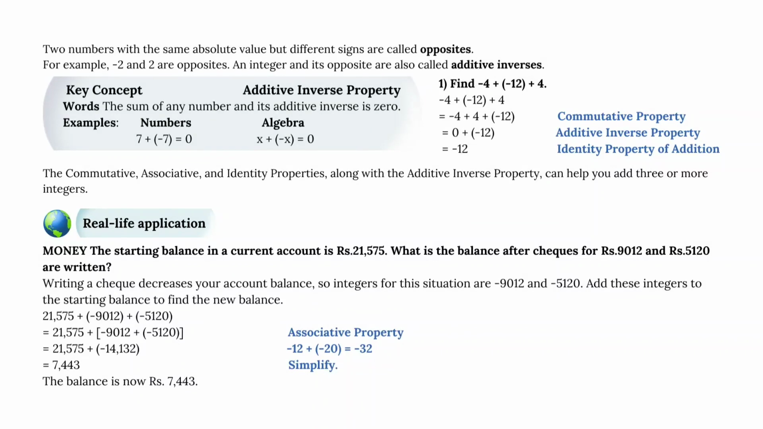Now let's understand more about opposites and the additive inverse. Two numbers with the same absolute value but different signs are called opposites. For example, negative 2 and 2 are opposites. An integer and its opposite are called additive inverses. The key concept in adding the opposites is the additive inverse property, which states the sum of any number and its additive inverse is 0, as shown in the examples.